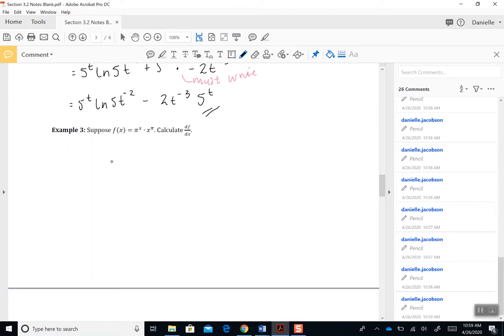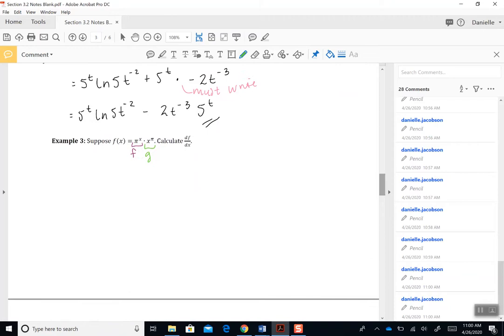So this time, let's suppose we have f of x equals pi to the x times x to the pi. We're going to calculate df dx. All right, so when I read this, I said pi to the x times x to the pi, which implies we will use the product rule, with our first function being pi to the x, and our second function being x to the pi.